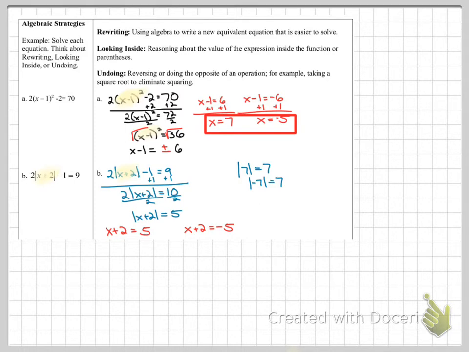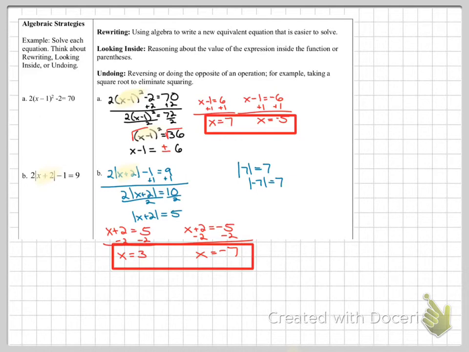So again, 2 equations means we're going to get 2 answers. So finish solving. Notice I did not change the inside of the absolute value. 2 answers for our solution.